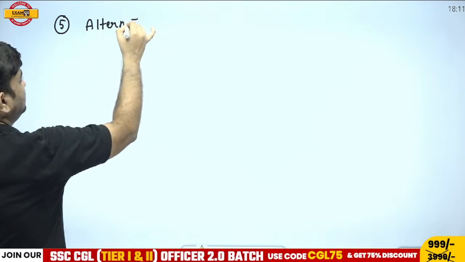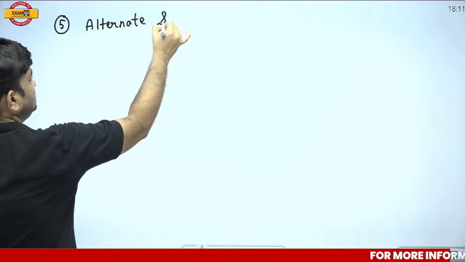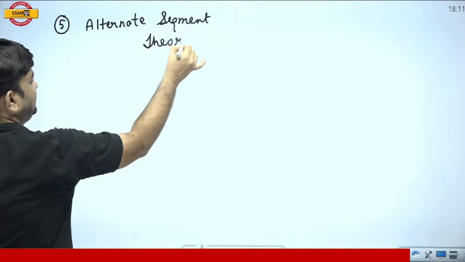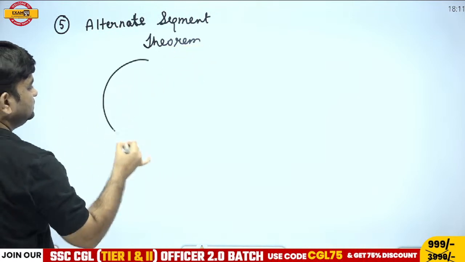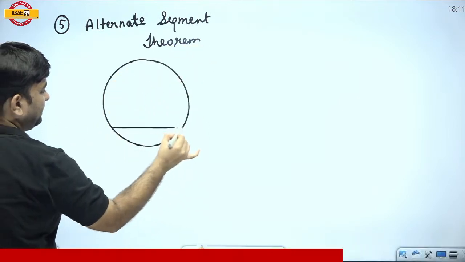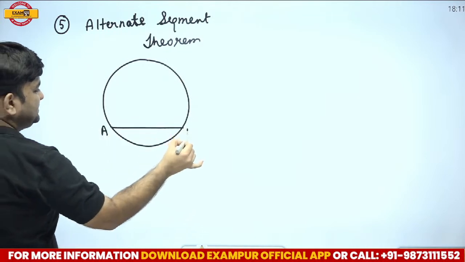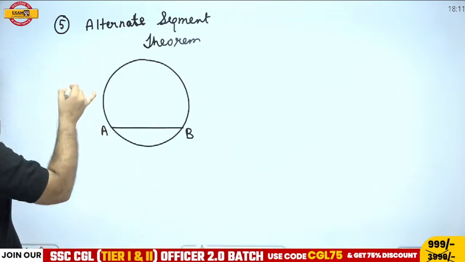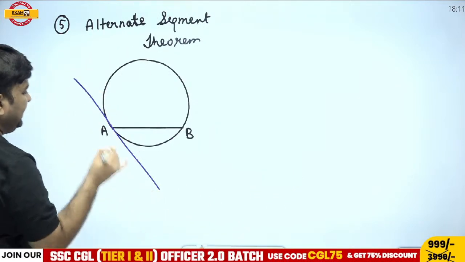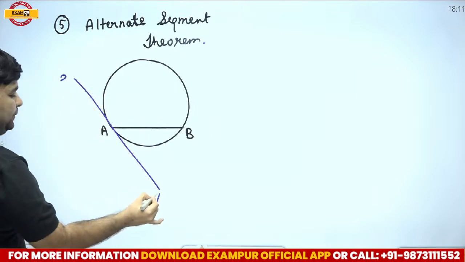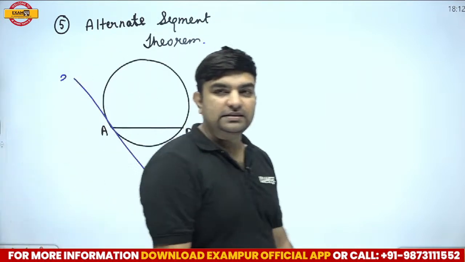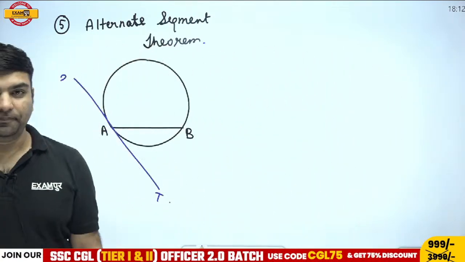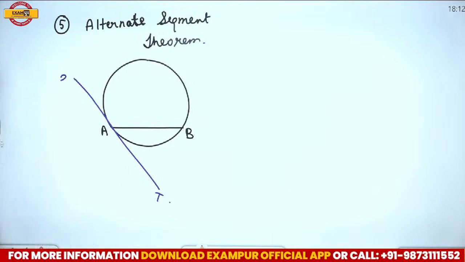Alternate segment theorem. AB is a chord, and there is a tangent PT at point A. Hello, good evening, Harika. And there is a tangent PAT.